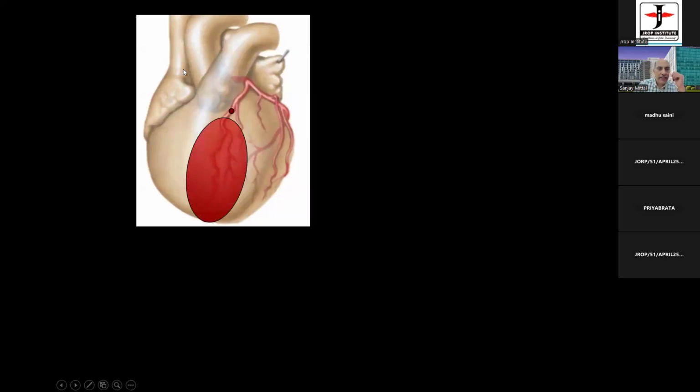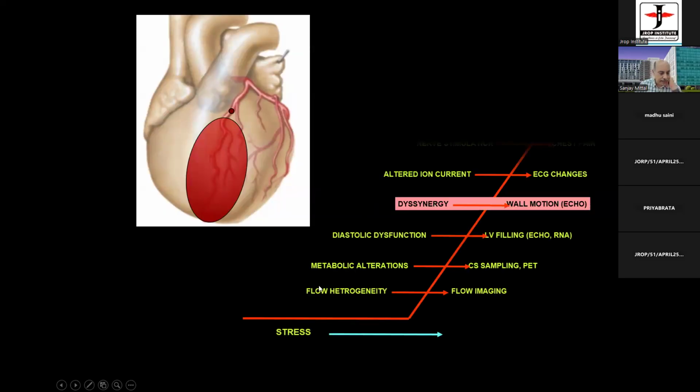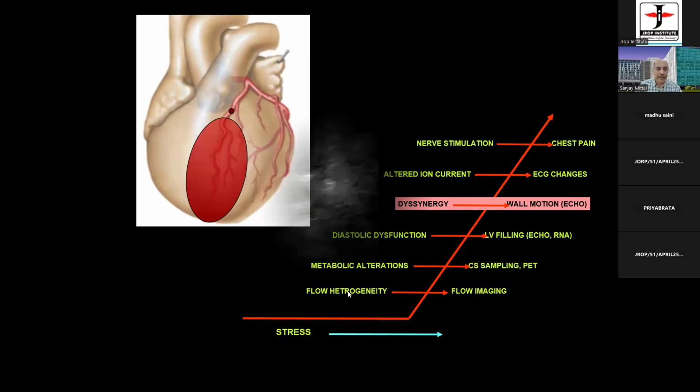Suppose you have a lesion here, if you can follow this marker, the area subtended by this coronary artery would have ischemia. And there is an ischemic cascade we all know would happen thereafter. First is flow heterogeneity, then metabolic alterations, diastolic dysfunction, and then dyssynergy, that means wall motion abnormality, before the symptoms arise.